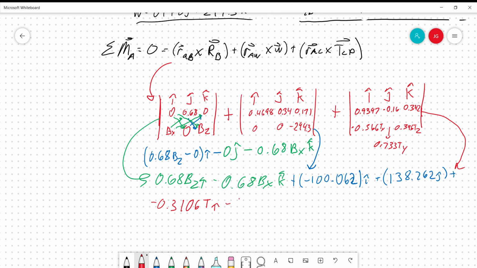Then minus 0.5657 T in the J. And then plus 0.588 T in the K.